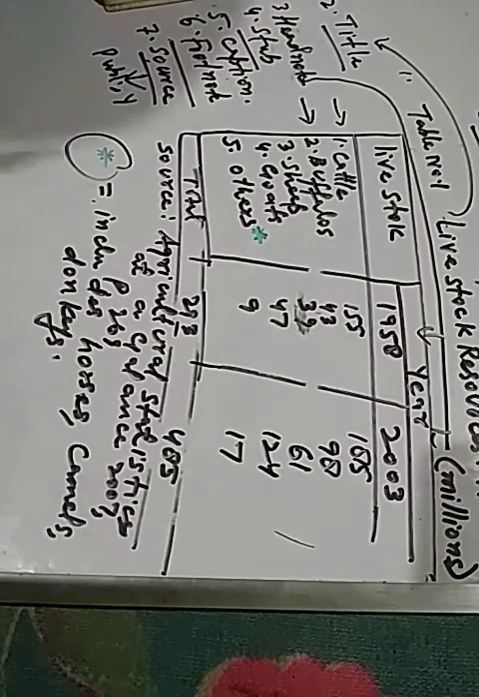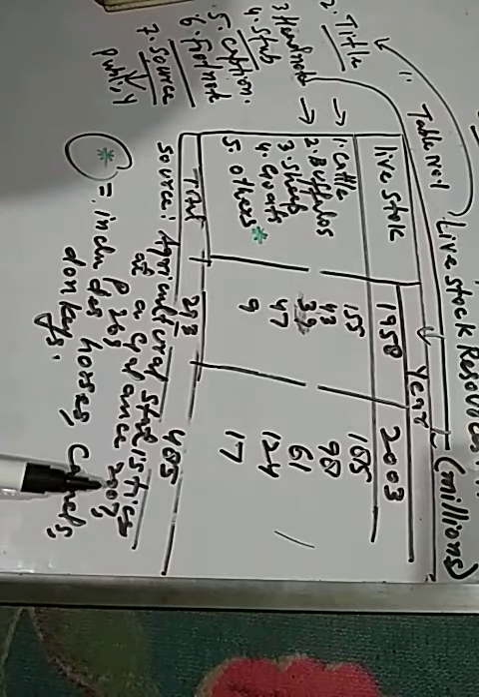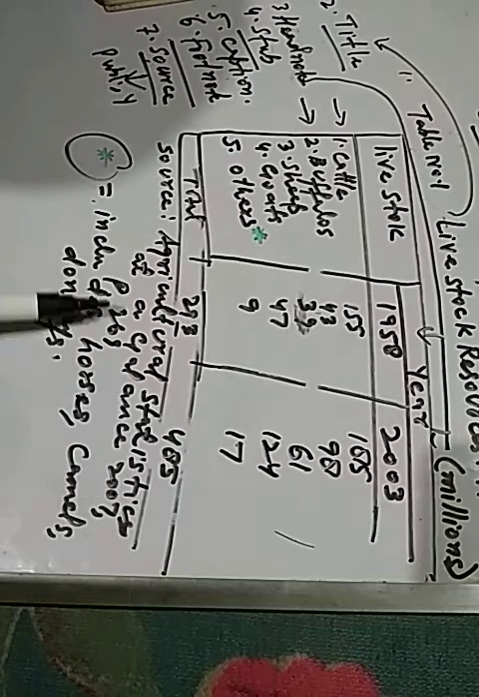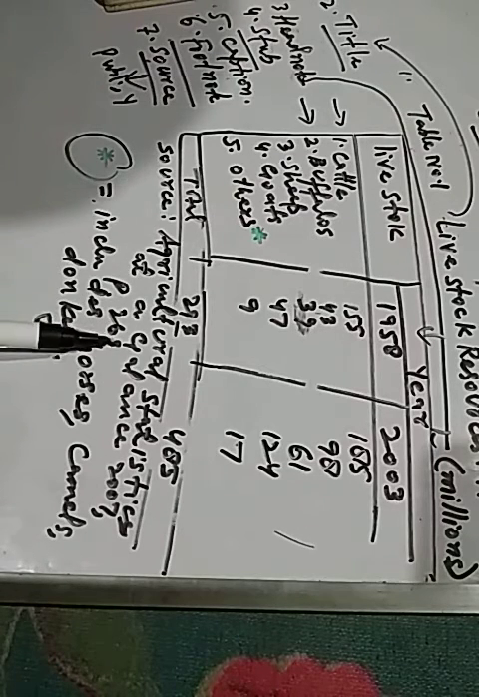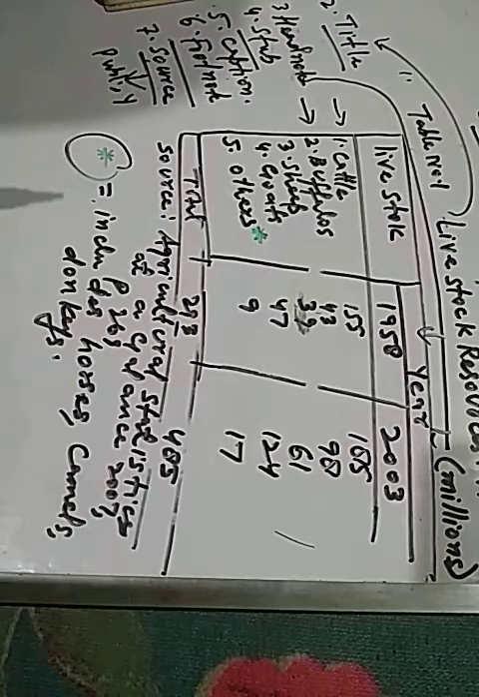Here the source of this information is Agriculture Statistics at a Glance. This is the name of the publication as well as source of publication from which this data has been taken, and the year of publication is 2007, and it is shown on page number 269. These are the components of table.